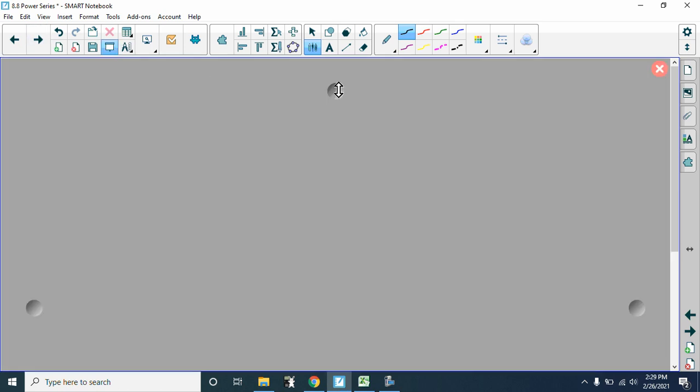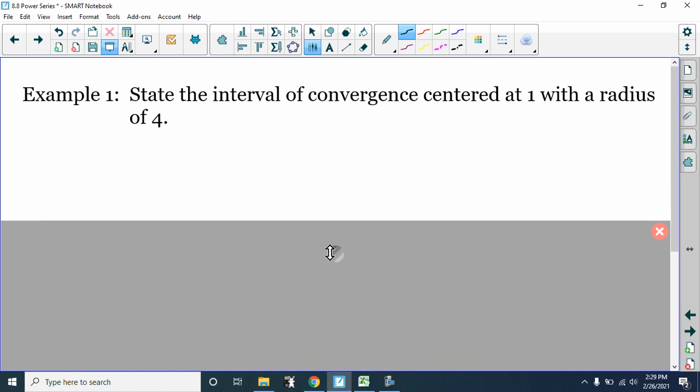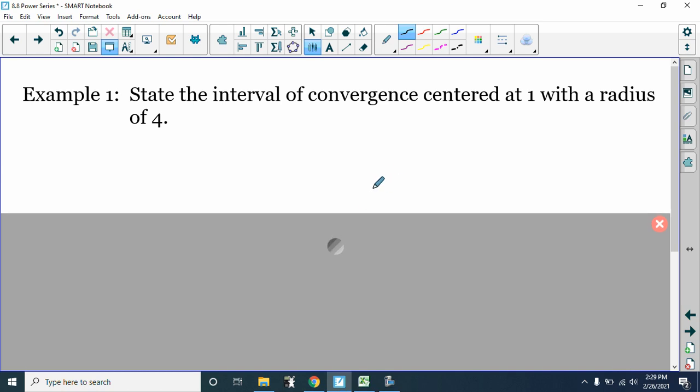First couple examples here, just to talk through the notation and terminology. Example 1: state the interval of convergence if it's centered at 1 and has a radius of 4. So if we have an interval with a center at 1 and a radius of 4, you're going to start at 1 and go 4 in each direction. So 1 minus 4 is -3, and 1 plus 4 is 5. So our interval's from -3 to 5.